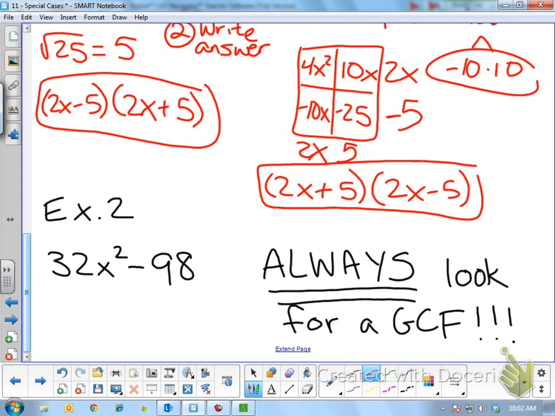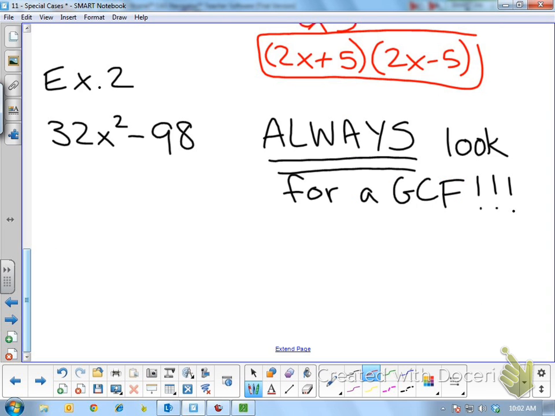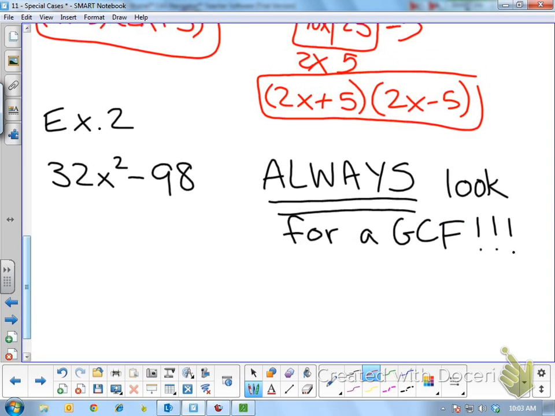So let's look at our second example. Our second example looks similar to the problem we just worked with. There's only two terms. There's a minus sign. But 32 and 98, those are not perfect squares. That's a problem for us. If they're not perfect squares, this is not going to work out like we want it to.